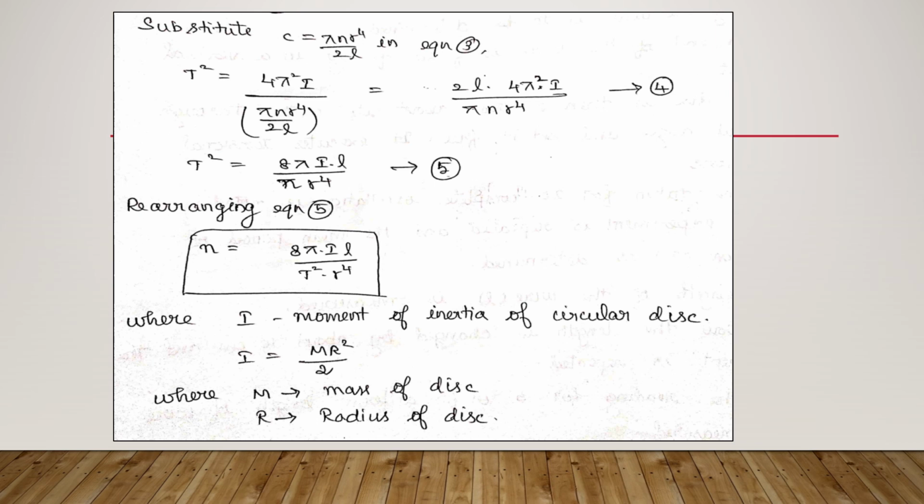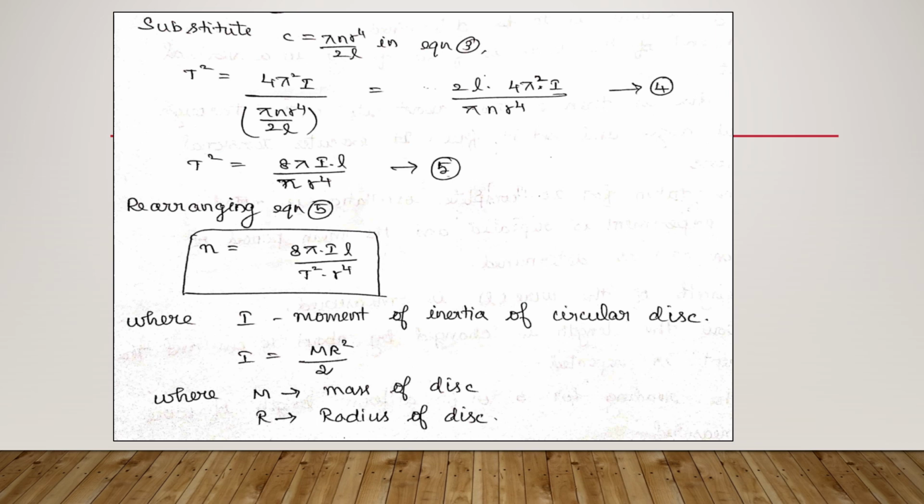But our aim is to determine the rigidity modulus of the wire. So here n is the rigidity modulus of the wire. So bring this n value from the right side to the left hand side and keep all the remaining values on the right hand side. So I will get n is equal to 8 pi IL divided by T square r power 4. So in this formula, I is the moment of inertia of the circular metal disc, L is the length of the wire, T is the time period of oscillation, r is the radius of the wire. So using this formula we can find the rigidity modulus of the wire.